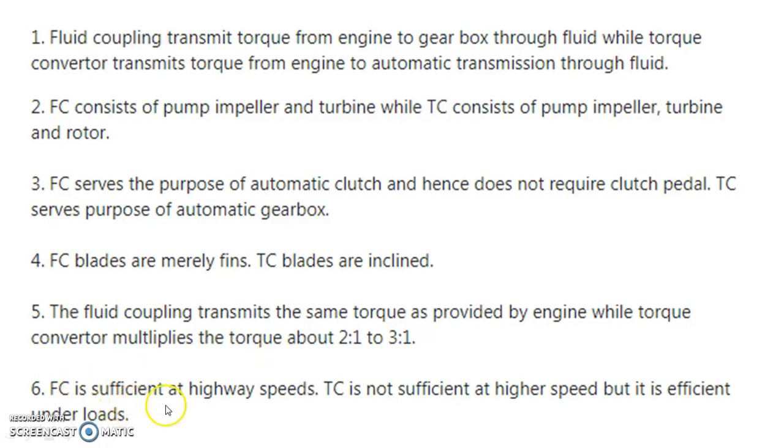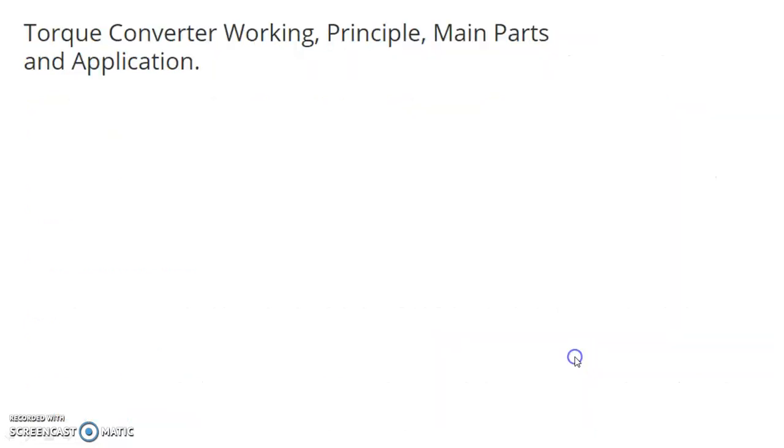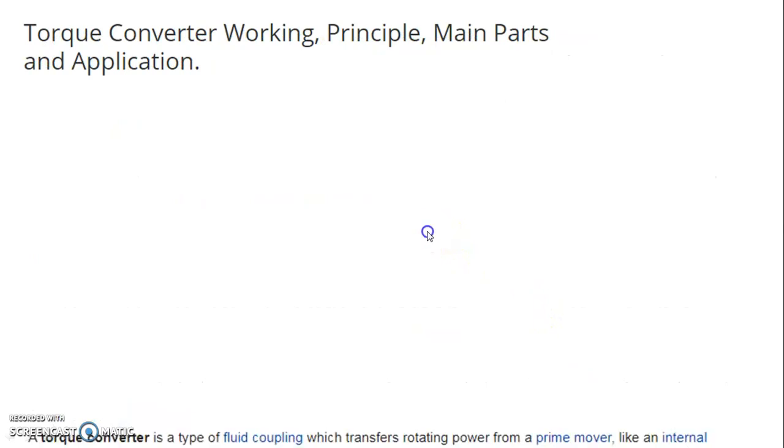So fluid coupling does not multiply the torque, but the torque converter multiplies the torque. FC is sufficient at higher highway speeds, while TC is not sufficient at higher speeds, but it is sufficient under loads. Let us see the working of a torque converter now.